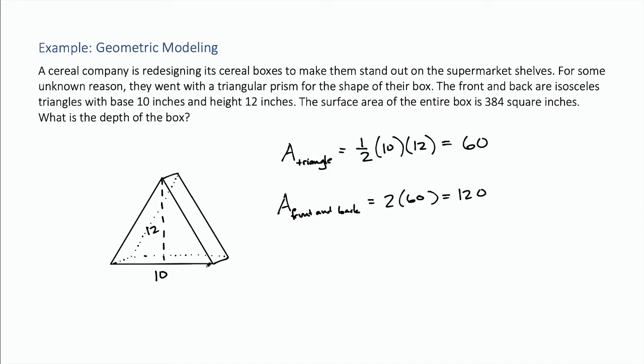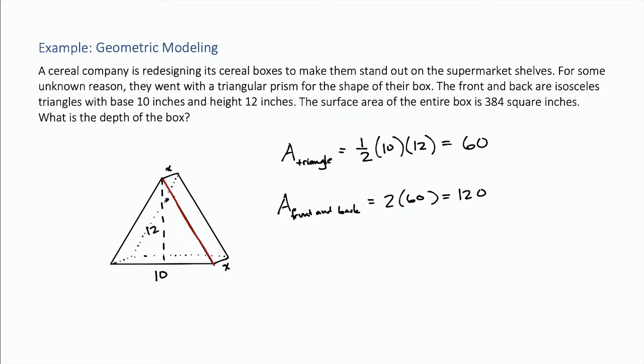Now the depth of this box is the thing we don't know. I'm going to just call that x. So that's this length right here, or that length right there, or that length right there. Each of these rectangles, we can get the area of by doing length times width. Now we need to be careful because we don't actually know this length right here of that rectangle. We know the height of this box is 12 inches, but we don't know this length right here.